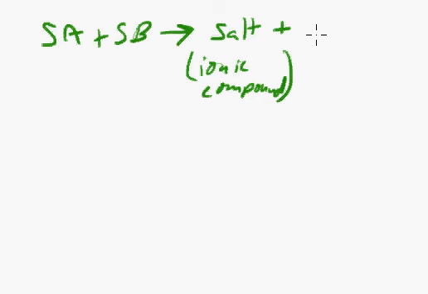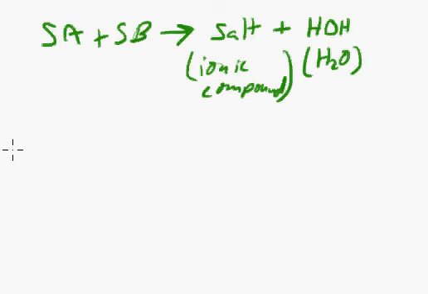The other thing that a strong acid and strong base always form is H bonded to OH, hydrogen hydroxide, which of course is just water. But it's a little easier to look at it as HOH because we're taking hydrogen from the strong acid and bonding it to hydroxide from the strong base. So let's look at an example of this type of reaction and see what's going on.